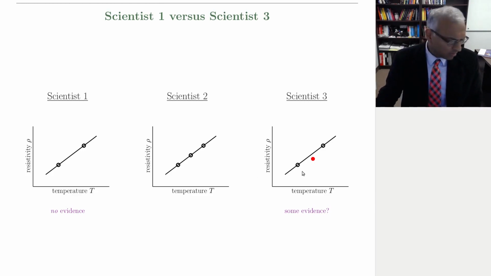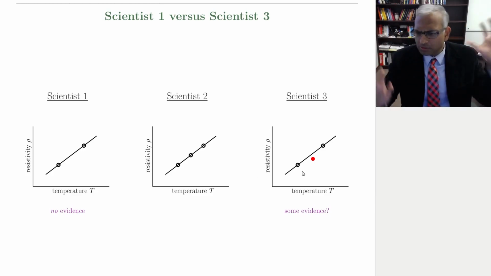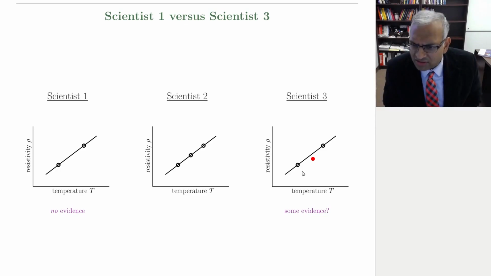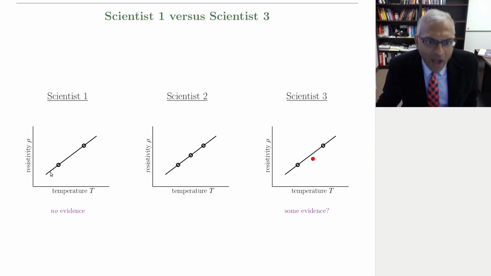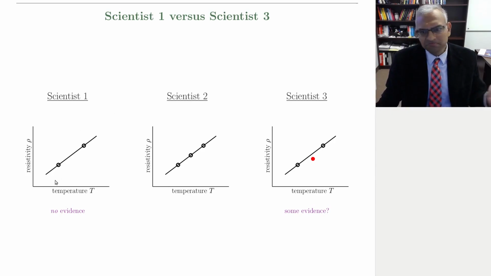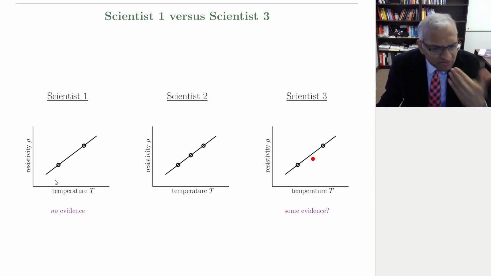Scientist 3, we're expecting a total mess, and he almost fits the data. So we're pretty surprised. Significant. Scientist 1, we're not surprised at all. There's no surprise factor. There's no wow factor in what scientist 1 did. So, no evidence. It's not significant at all.